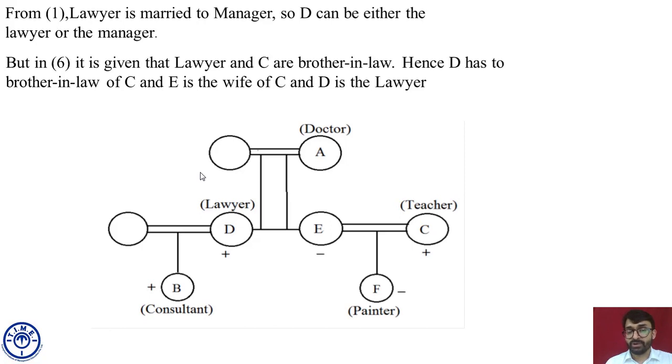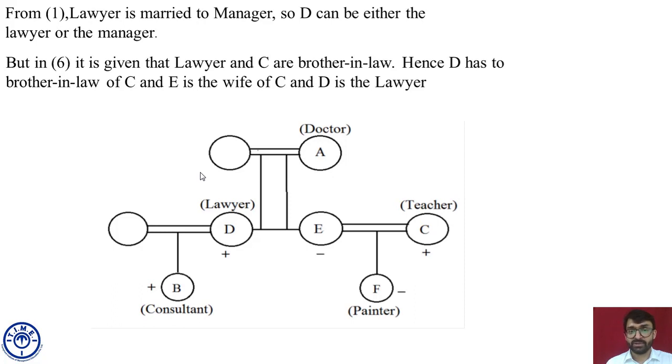C's brother-in-law can be D. And that is the only possibility to have a brother-in-law in the second generation. C is the husband of E and D is the brother of E. That means D and C are brother-in-law. There is no other way of having brother-in-law because E's position is fixed, E is female. Am I right? So C and D are brother-in-law, and as per the sixth statement, lawyer and C are brother-in-law. So lawyer has to be D.